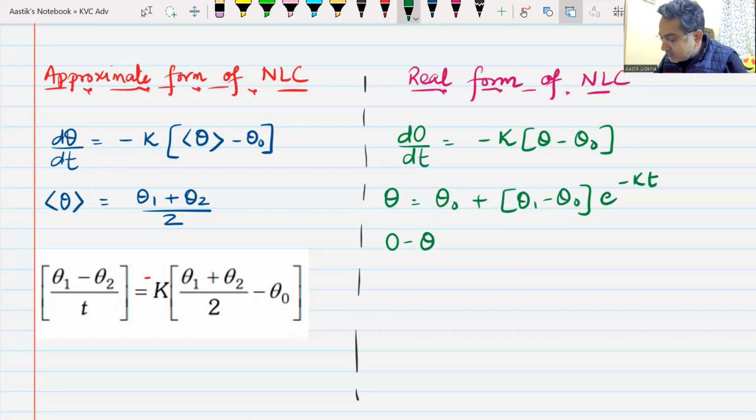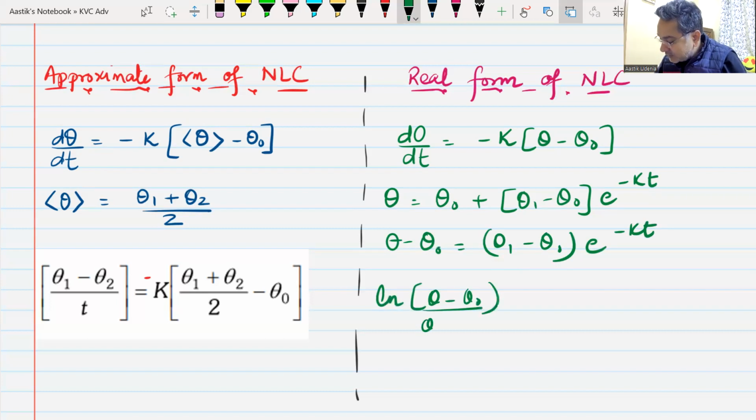You can write it like this: theta minus theta naught is equal to (theta 1 minus theta naught) e to the power minus kt. Or you can write it as ln of (theta minus theta naught) divided by (theta 1 minus theta naught) is equal to minus kt. Do we understand this? Yes. I'll give you 2 minutes to note this down.